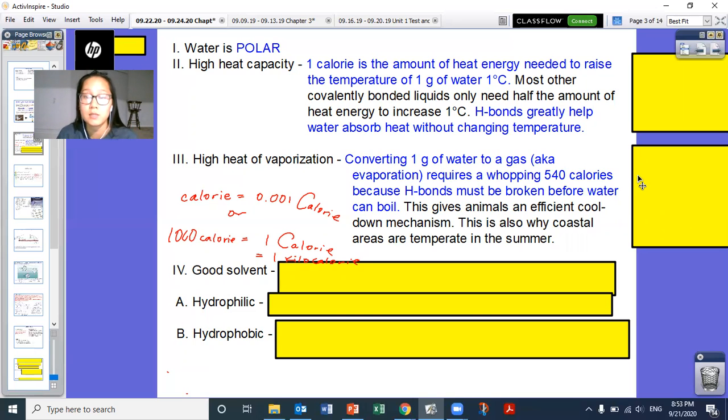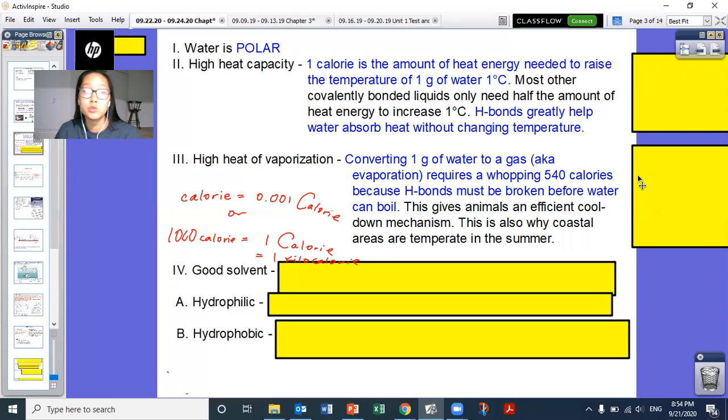This gives animals an efficient cool down mechanism. This is also why coastal areas are temperate in the summer. So up here in North Texas, we don't really experience that because it's hot in the summer and it's kind of cold in the winter because there's no water bodies nearby to absorb the changes in heat and the changes in cold weather. So when I lived on the East Coast though, it doesn't really get that cold or that hot because we're right next to the ocean.